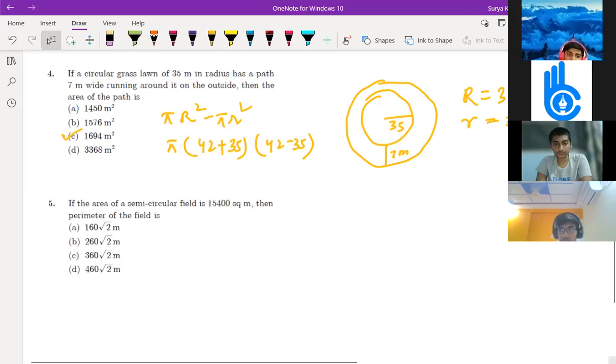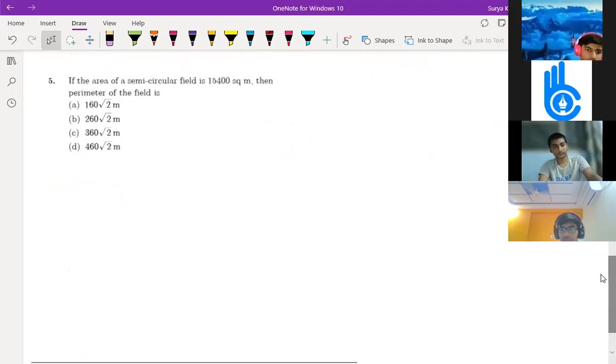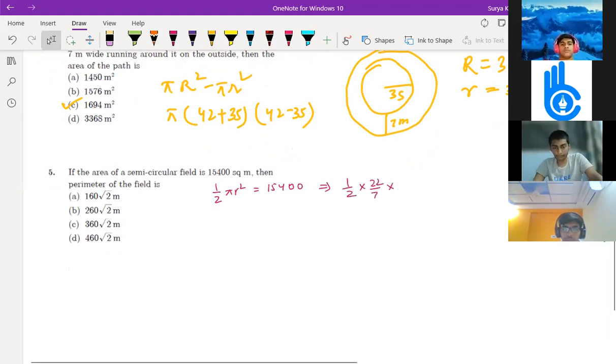Next, area of a semicircular field is 15400 square meters. Then the perimeter of the field. Area of semicircular half field, pi r square by 2 equals 15400. So half pi r square is equal to 15400. So 1 by 2 into 22 by 7 into radius squared. That is, we have to find only the radius. Without radius, we can't find the perimeter of the field, right? Yes.